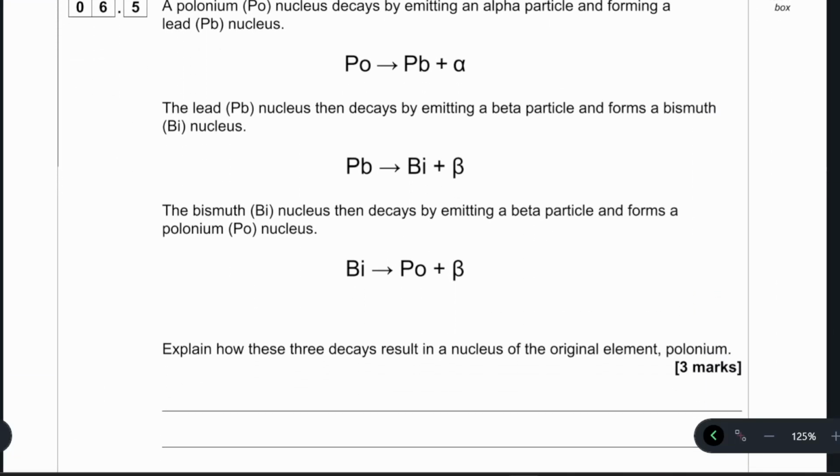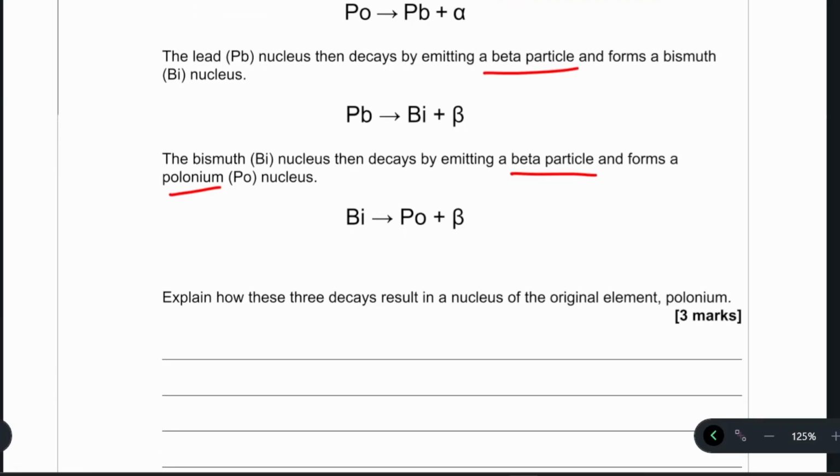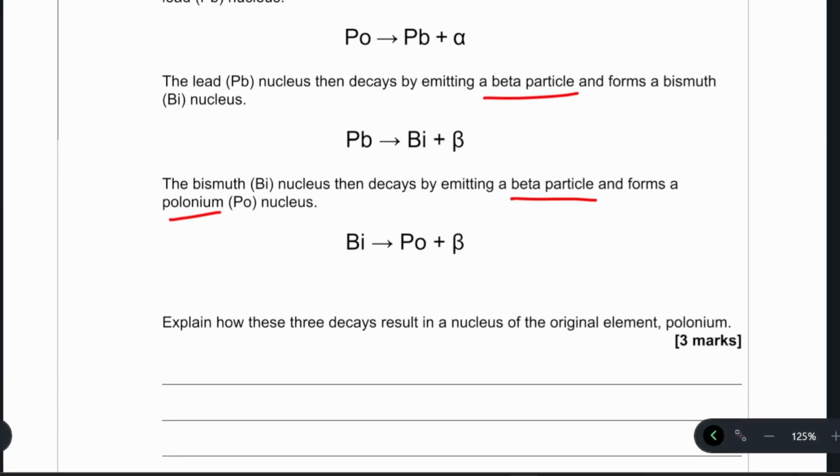Next part, a polonium nucleus decays by emitting an alpha particle and forming a lead nucleus. Then you have beta particle decay going on to form bismuth, and the bismuth then decays again by beta particle decay to form polonium again. So we'll ask the question, explain how these three decays result in a nucleus of the original element polonium. So you can see we start off with polonium, we ended up with polonium.